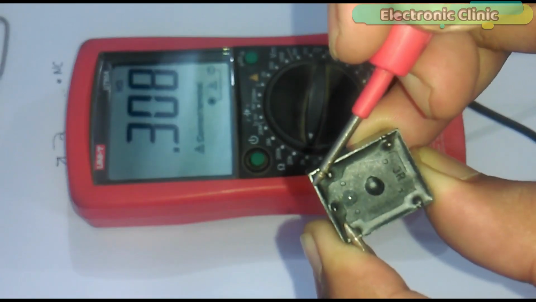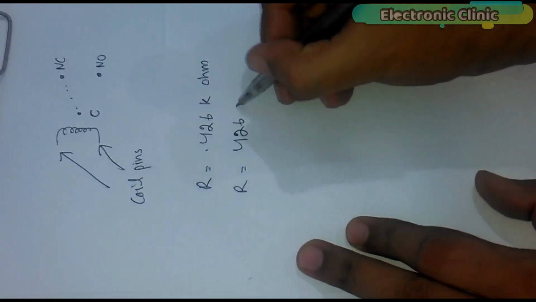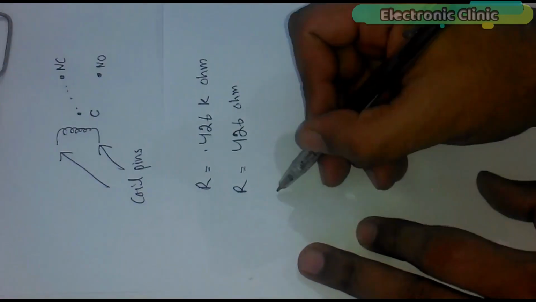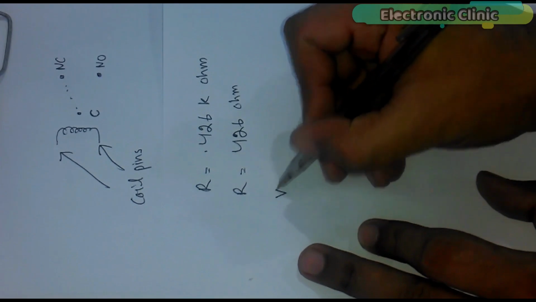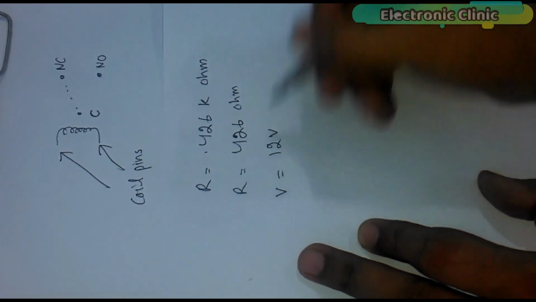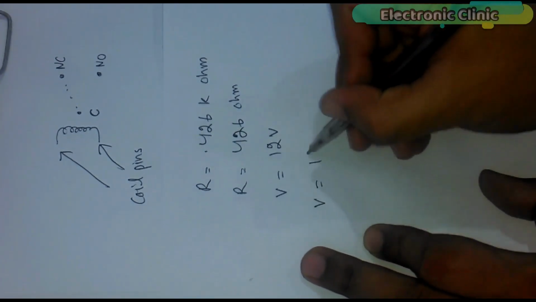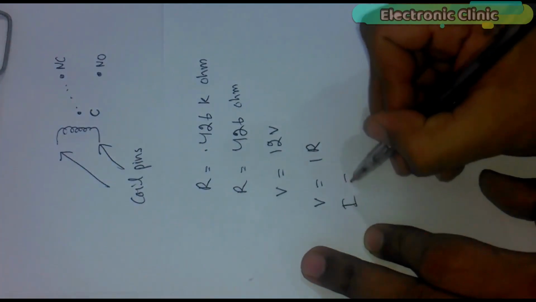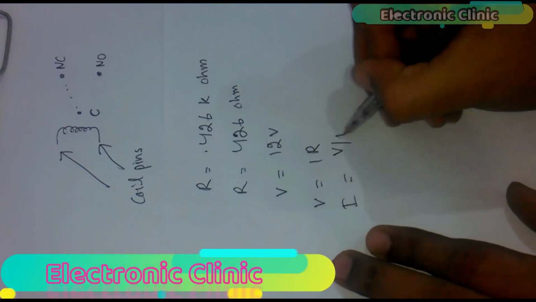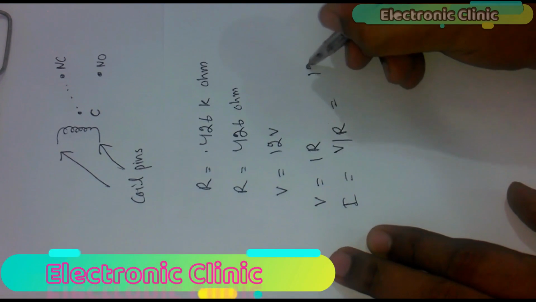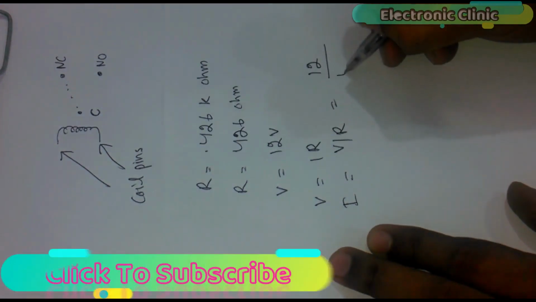First, find the relay coil resistance using a digital multimeter. As it's a 12 volt relay, V is equal to 12 volts. Now, using Ohm's law, we can find the value of the current needed to energize the relay coil. The type of relay I'm going to use needs 28 milliamps.